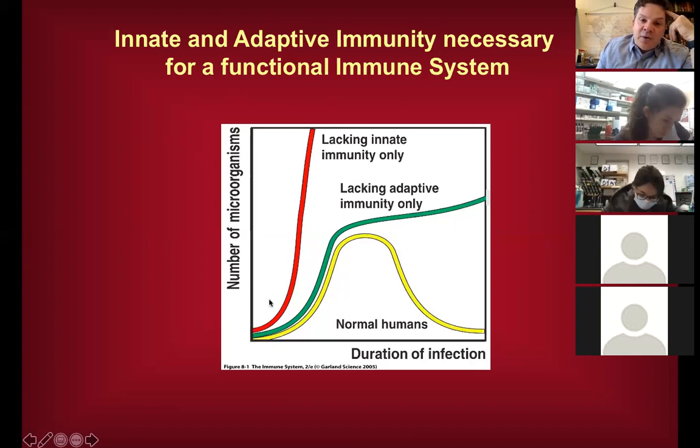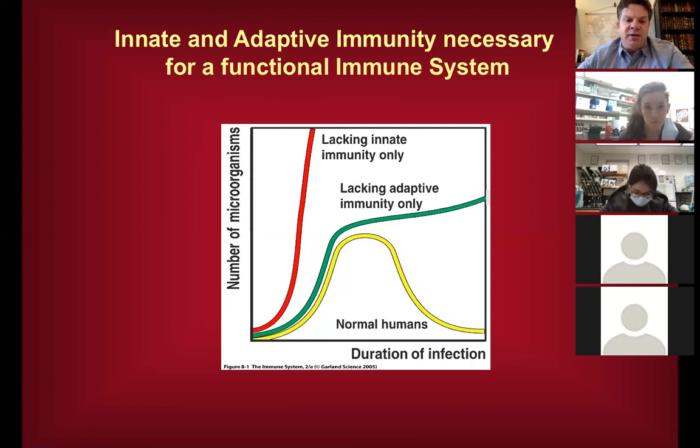Now, if you're lacking the innate immunity only, you succumb very quickly to infection. There's no first line of defense. You can't even get to the adaptive. So keep that in mind. There are kind of two main arms. And for all you neuroscientists that are thinking about ways to remember it, try to tie it back to the coronavirus vaccination that really requires the adaptive response to make antibodies that give you protection.